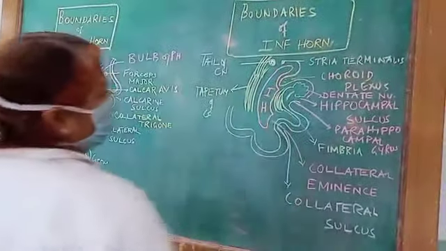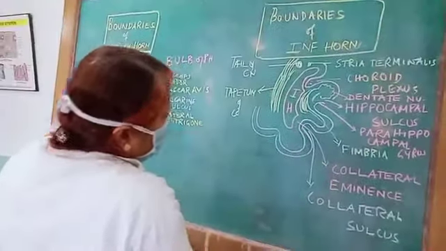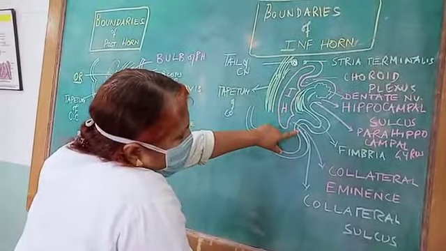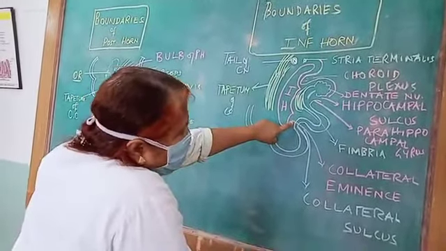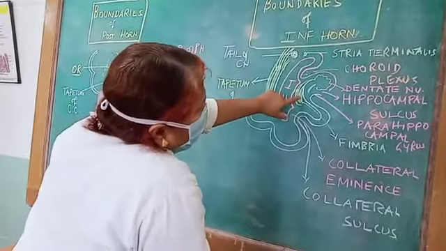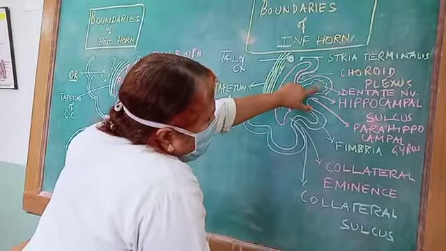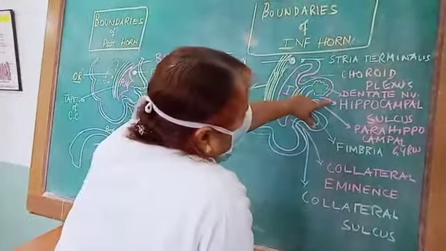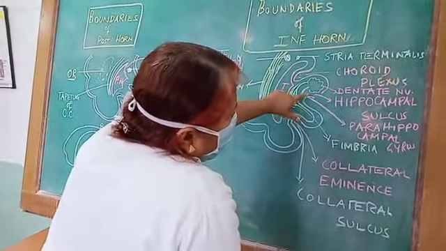Now on the floor, what are the structures that come in relation to the inferior horn? From lateral to medial, first this is the collateral sulcus, which will project to here, this is called the collateral eminence. Then we will come to the part called the fimbria. Fimbria is the part that is coming from the space called pes hippocampi, that is a dentate nucleus which lies deep to the hippocampal sulcus, and there lies a gyrus called parahippocampal gyrus.